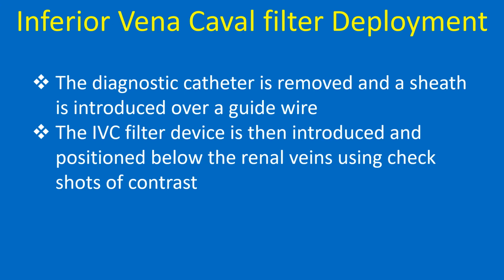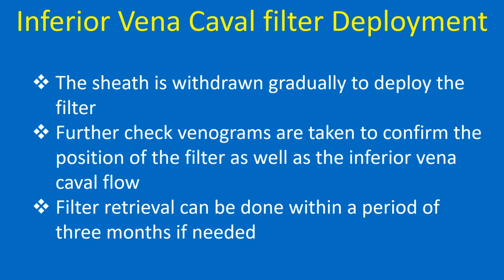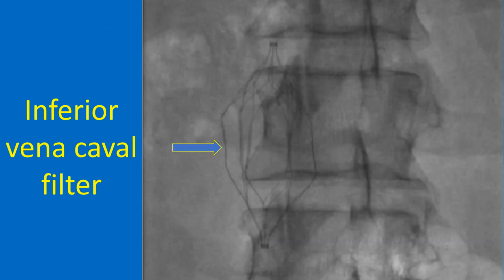The IVC filter device is then introduced and positioned below the renal veins using check shots of contrast. The sheath is withdrawn gradually to deploy the filter. Further check venograms are taken to confirm the position of the filter as well as the inferior vena caval flow. Filter retrieval can be done within a period of 3 months if needed.